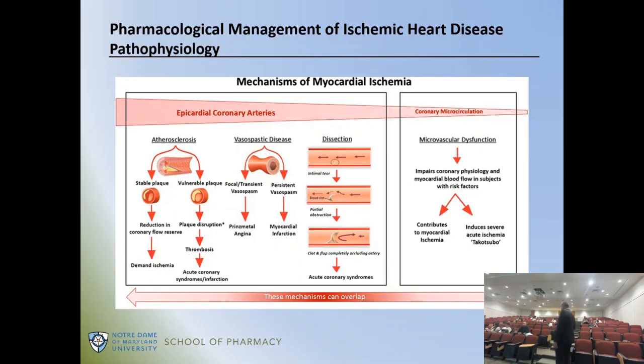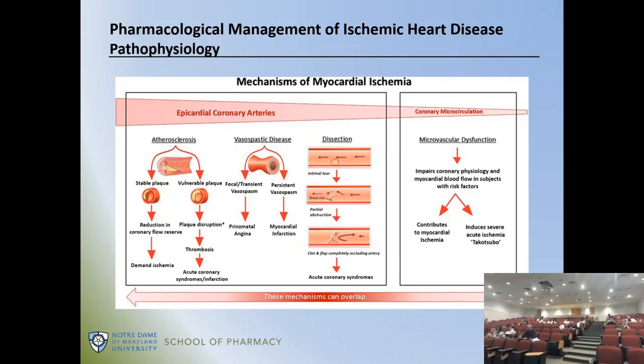Over here, we have the second cause for ischemia, which is vasospastic disease. This is kind of uncontrolled constriction of your coronary arteries, that, as they constrict too much or in an uncontrolled way, can block blood flow to certain regions of the heart. And again, we won't talk too much about this. There are two different types: focal transient vasospasm, which only happens occasionally and in a very localized region of the blood vessel. And this can cause a type of angina called Prinzmetal angina.